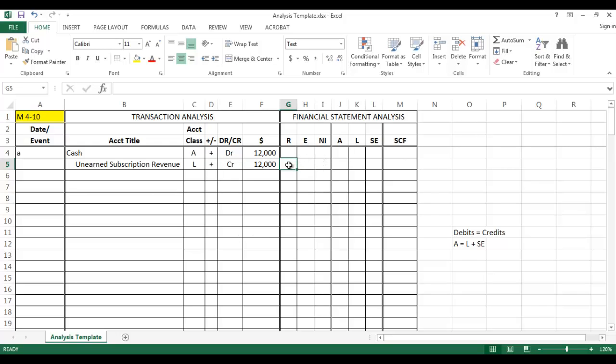Nothing's happened on the income statement. On the balance sheet, our assets and liabilities have both increased. And on the statement of cash flows, we'd record this as an operating activity.